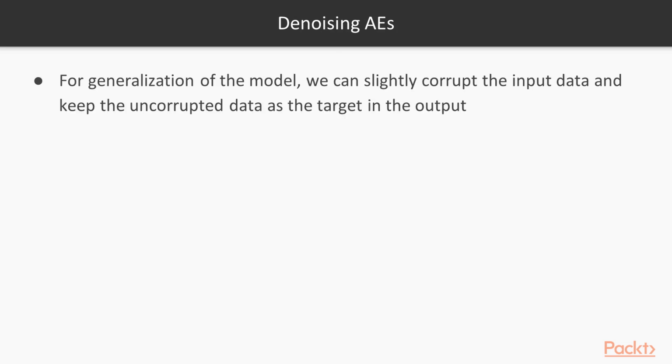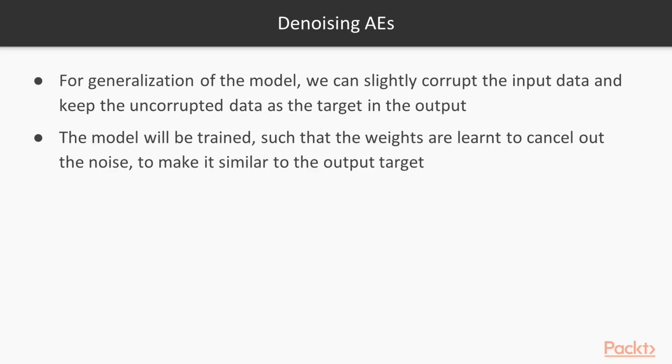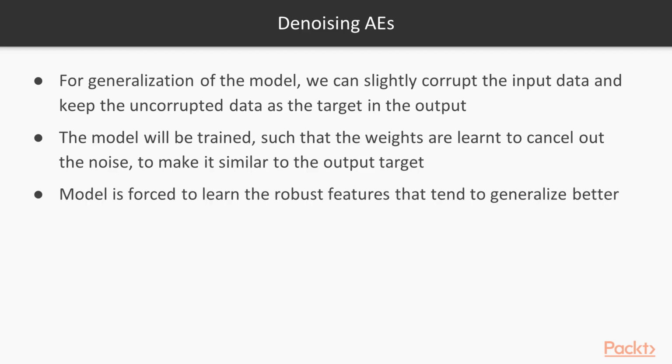Another type of autoencoders are denoising autoencoders. In order to make sure that our model is generalized and is not too dependent on the training data, we can slightly corrupt the input data and keep the uncorrupted data as the target in the output. The model will be trained such that the weights are learned to cancel out the noise to make the input similar to the output target. In this way, the model is forced to learn robust features that tend to generalize better. Such autoencoders, which cope with the distorted input to make more generalized outputs, are called denoising autoencoders.